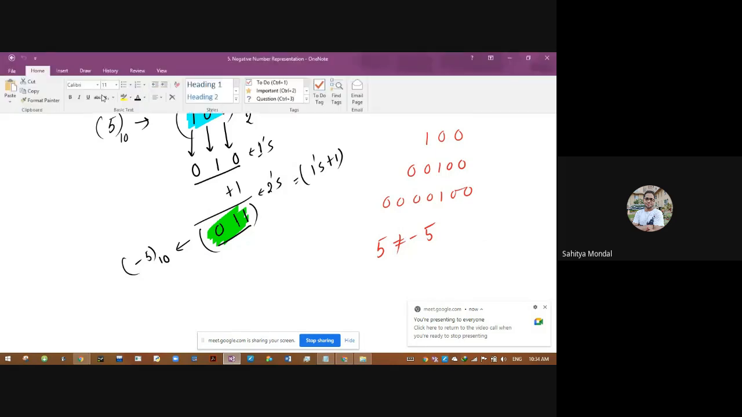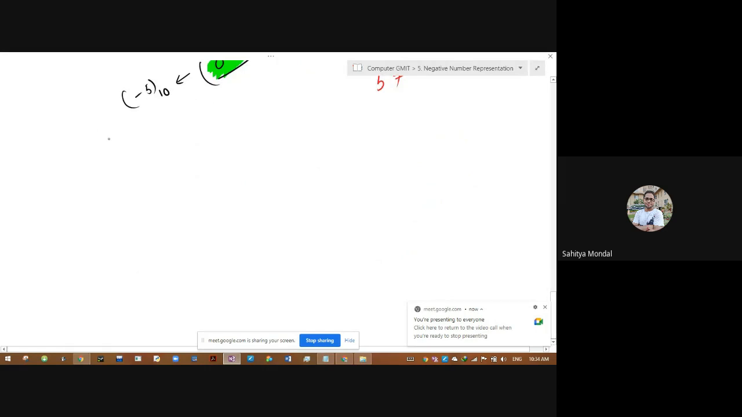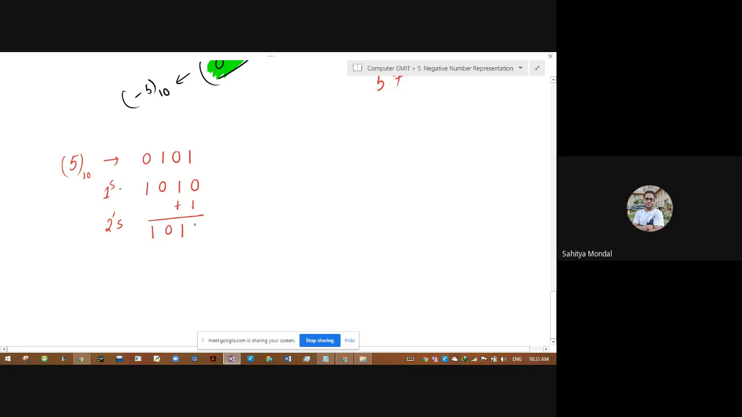So what was the idea? Just see the side by side comparison. So 5 I have taken as a 4-bit representation. So what we get? 0 1 0 1. After putting the ones complement, what do I get? 1 0 1 0. If I want to compute the two's complement, I have to add a 1 to the existing ones complement. So there is no extra carry generated to be discarded.